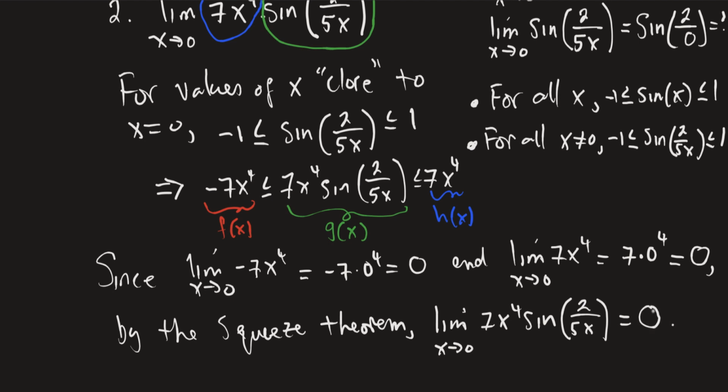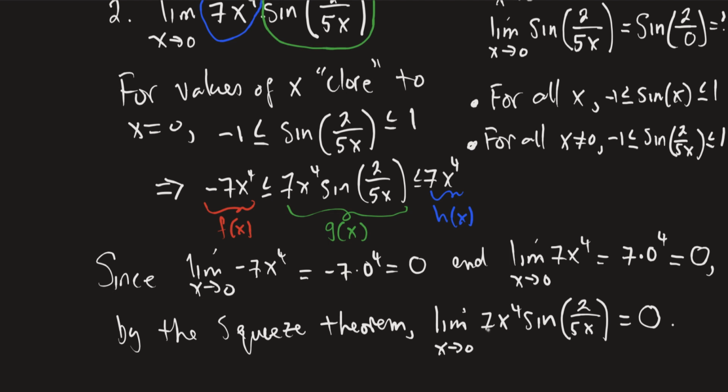And we have to be careful. The reason why we couldn't just use our standard limit property for products is because one of the factors has a limit that does not exist. But the product overall has a limit of 0 as x approaches 0.